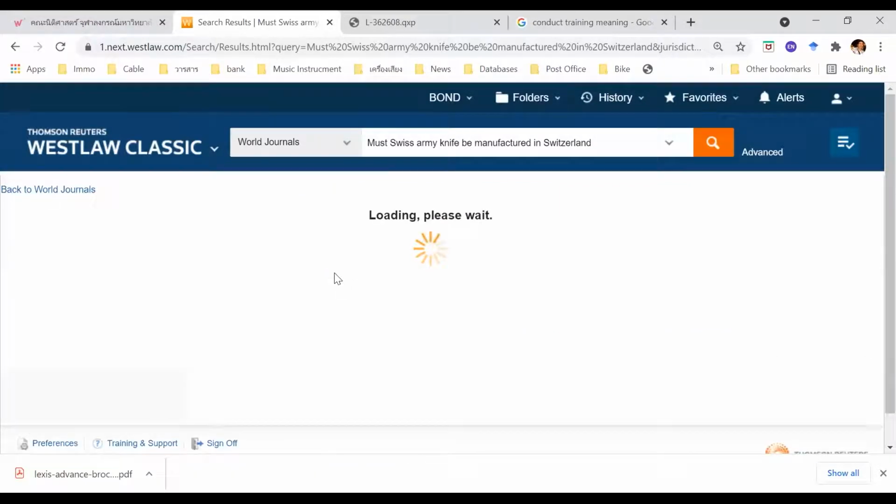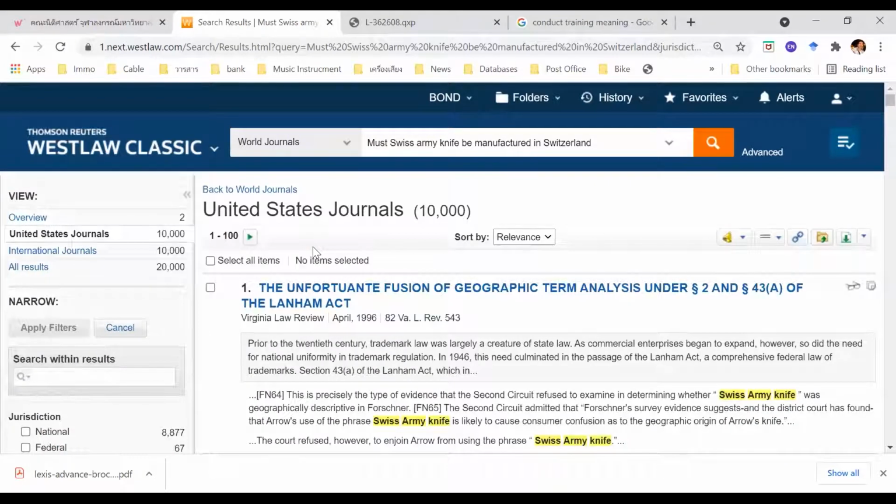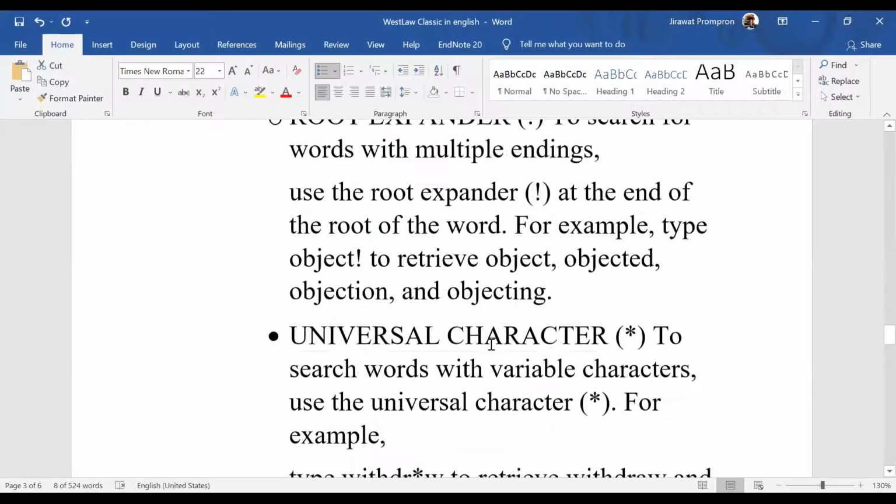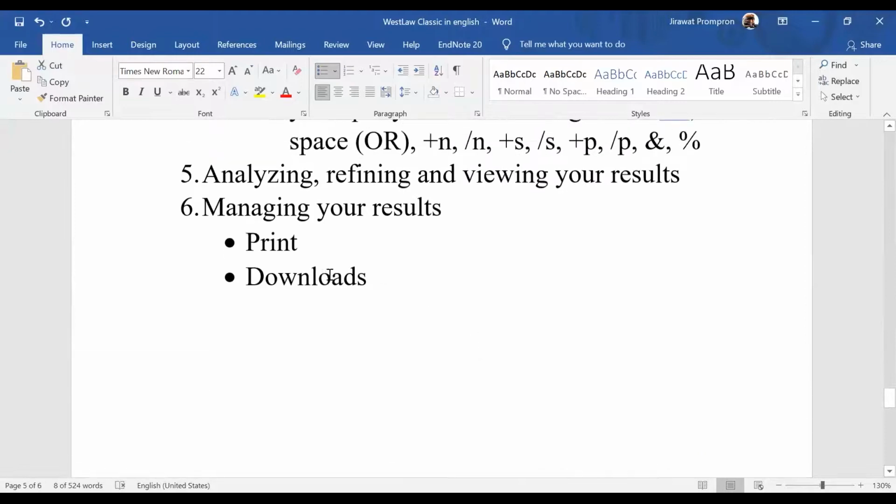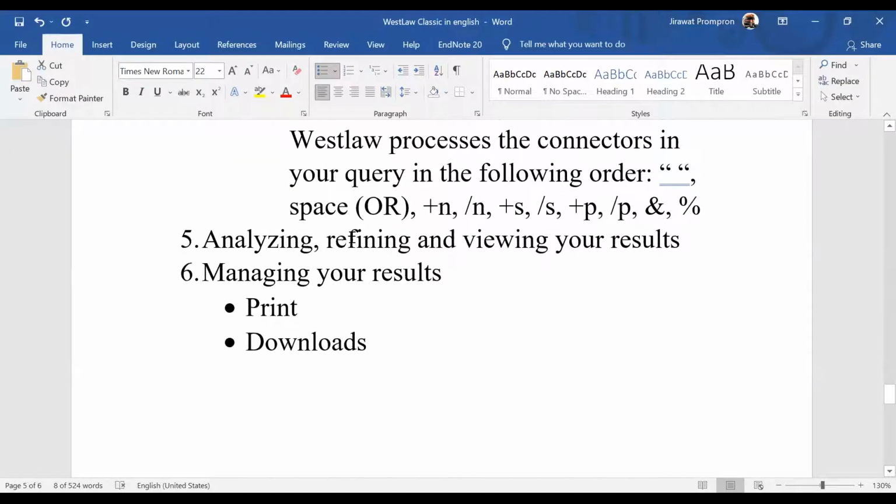So Westlaw is used to get to the search result page. You look at that. So the next step, I'll show you in the next step first. We'll navigate you. What's the next step? The next step we call analyze, refining, and viewing your results.